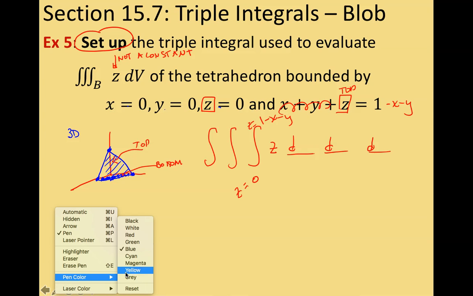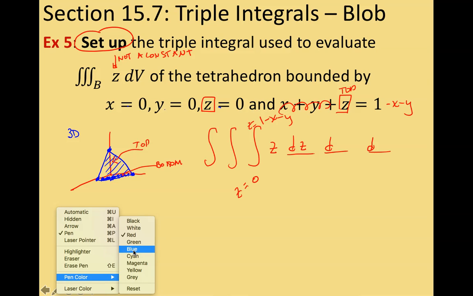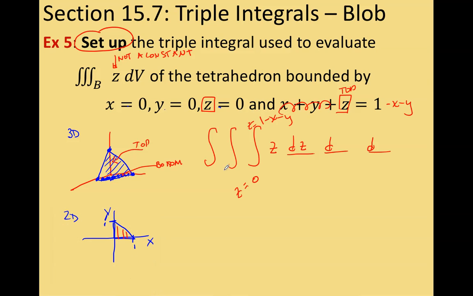What kind of strips can I draw through that triangle? Well, it doesn't really matter, does it? Your bounds don't change no matter whether you draw horizontal or vertical. I'd usually tend to do vertical as my default. Oh, I forgot to put my DZ here. So if I do vertical strips, then I have to have Y's in here. Y equals 0. And then the top of these strips are bound by what?